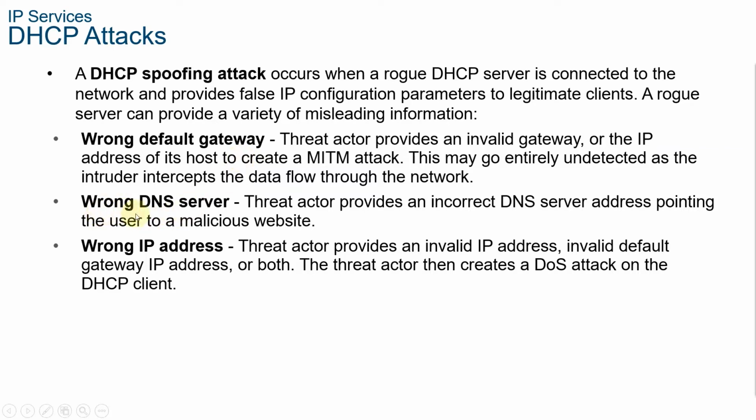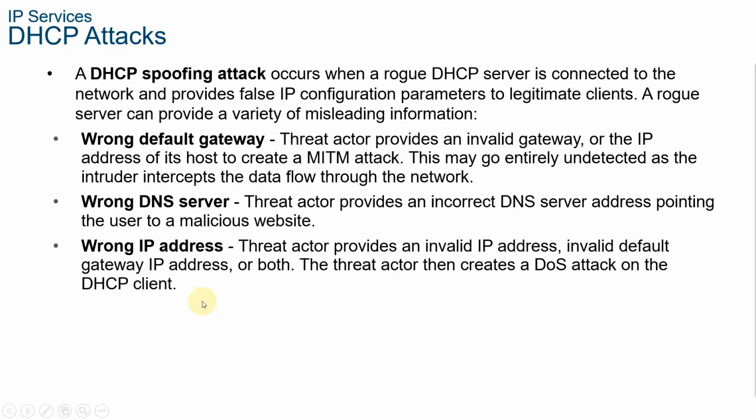Next would be a wrong DNS server. The threat actor provides incorrect DNS server addresses, pointing the user to a malicious website. Next would be a wrong IP address. The threat actor provides an invalid IP address, invalid default gateway IP address, or both. The threat actor then creates a denial of service attack on the DHCP client.